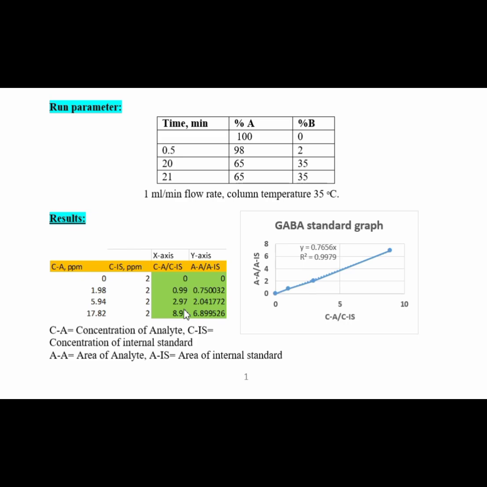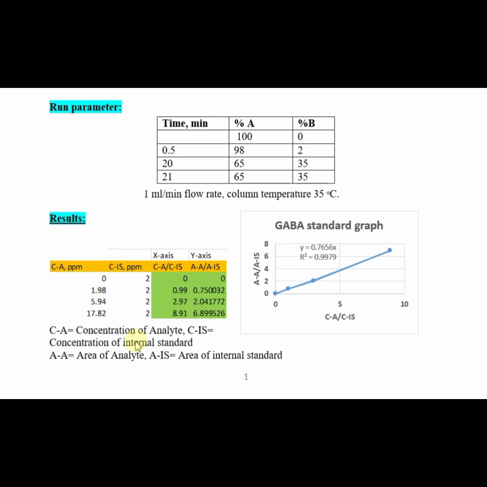First, we can prepare a calibration curve for GABA and L-glutamate. This is the standard curve for GABA. The left side column is CA. CA means concentration of analyte, that is GABA. And CIS, the middle column. CIS means concentration of internal standard, that is L-serine, that is 2 ppm. 2 ppm for all the concentrations of GABA.